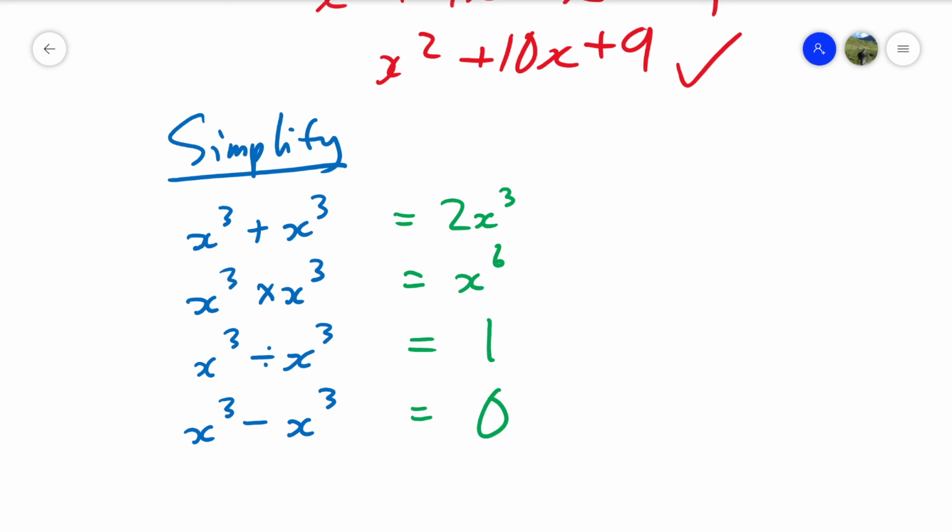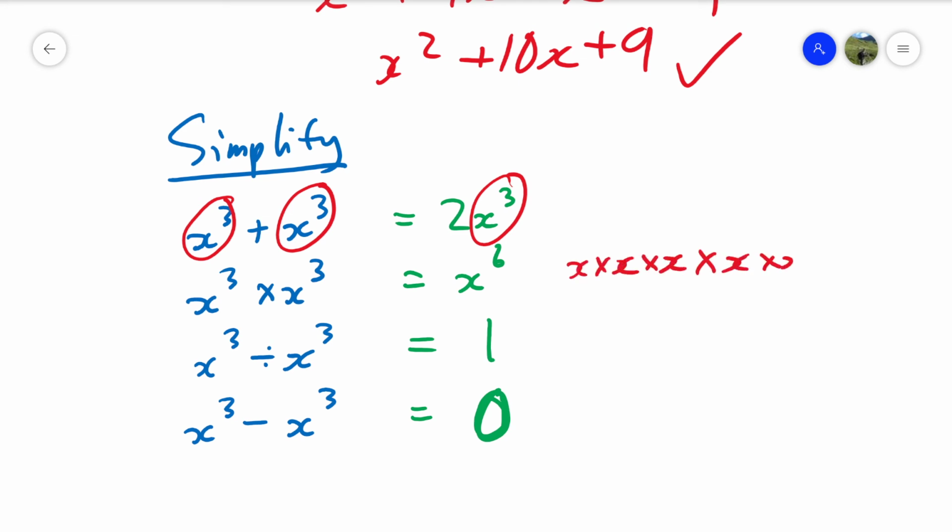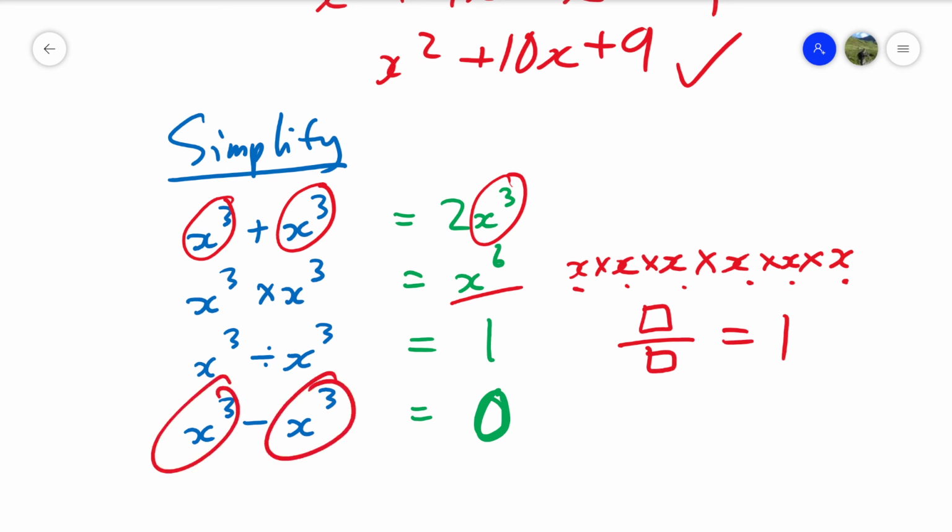So the last two, we're kind of getting the hang of. This is always 1 and 0, isn't it? Skip forward if you want. What's going on with the first one? Well, there's two things that are exactly the same. So that means there's 2 of them. Oh, so there's 2x cubed. The next one is x times x times x, because that's x cubed, times x times x times x, because that's x cubed. Oh, and x times x times x times x times x times x. There's 6 of them, so it's x to the 6. Ta-da! And remember, anything divided by itself is just equal to 1. And if you take something and then minus it, there's nothing left.